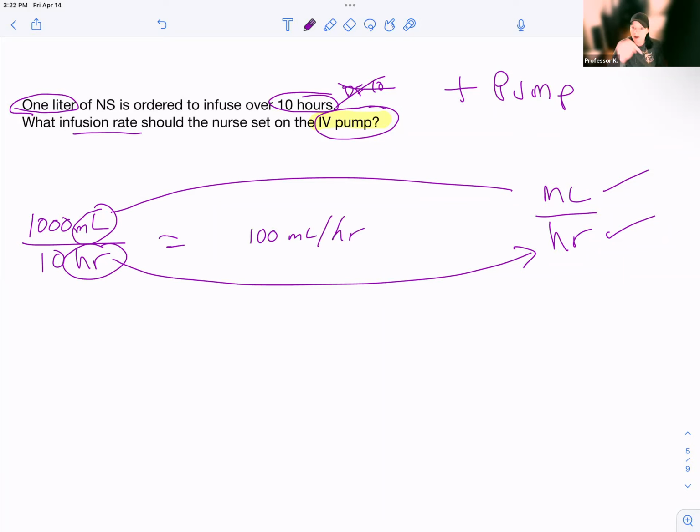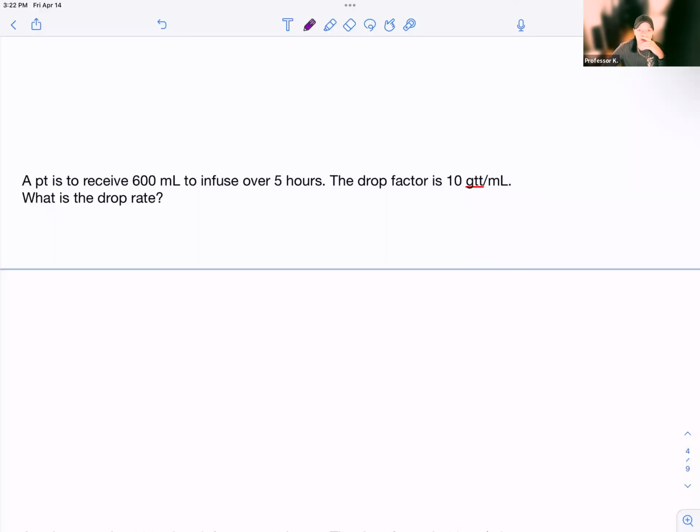So I'm going to program that into my infusion pump. It's a machine, and I'm going to hit start, and it's going to give that patient 100 milliliters every hour. Okay, I want you to try this one now.